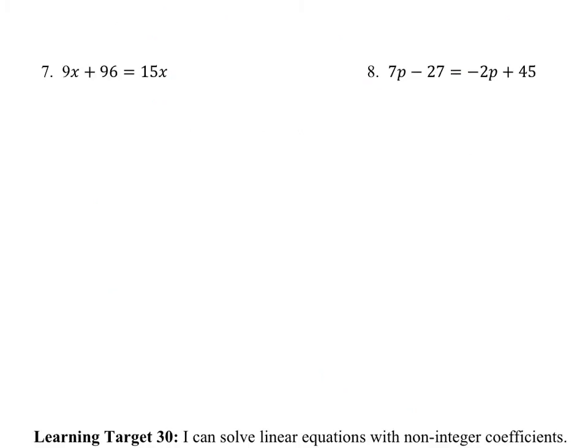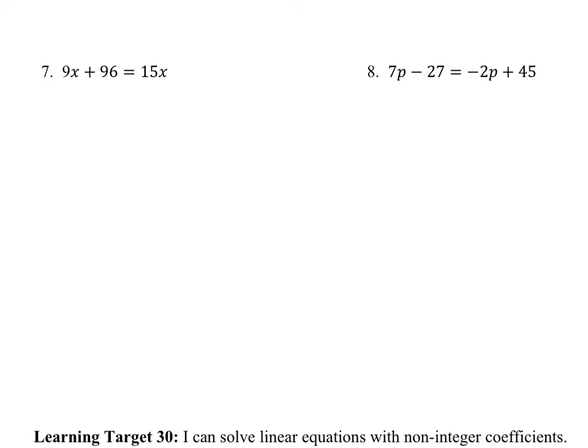Number 7, 9x plus 96 equals 15x. So this time we have two terms with the variable, so variables on each side. So we want to get them together. Since this side has only one term, leave it alone. You don't want to have one side of your equal sign have nothing on it. So we want to leave that alone. And since this is a like term with 15x, we want to get rid of 9x to get it with the other like term. So we want to get this to become 0.